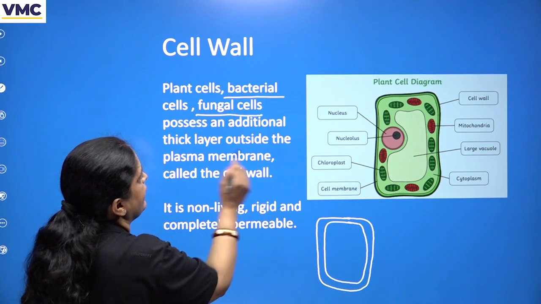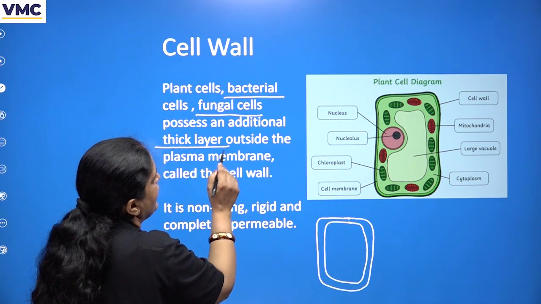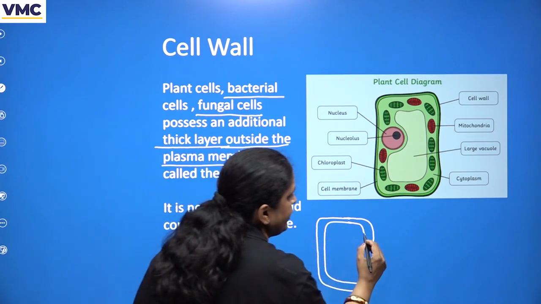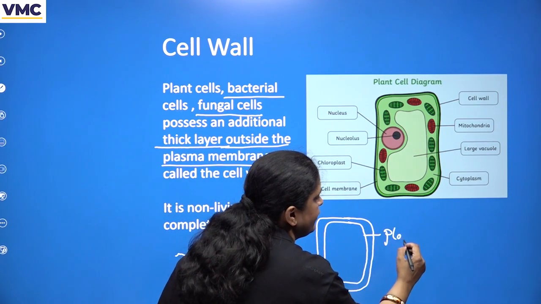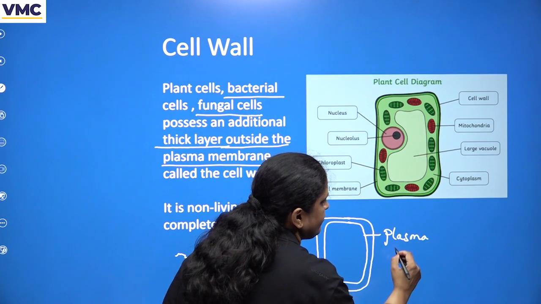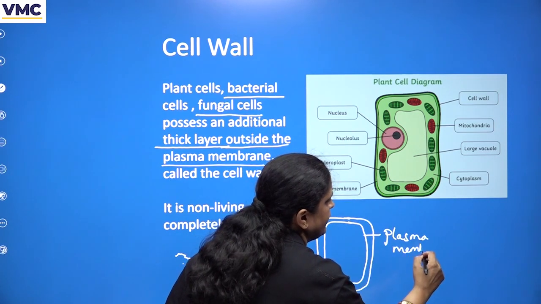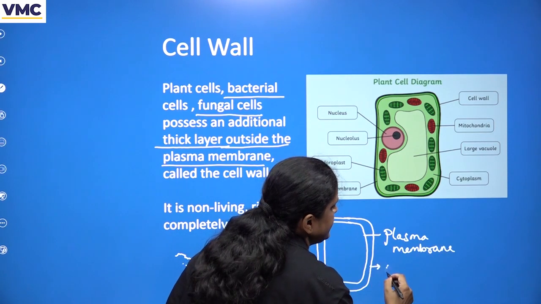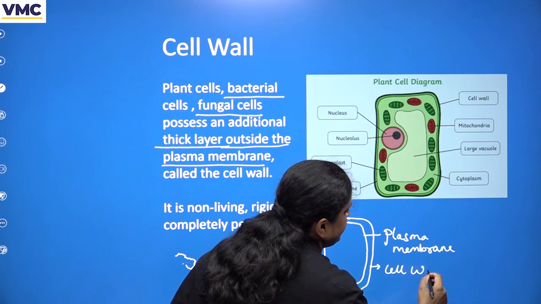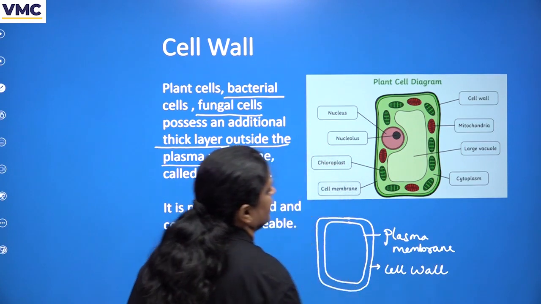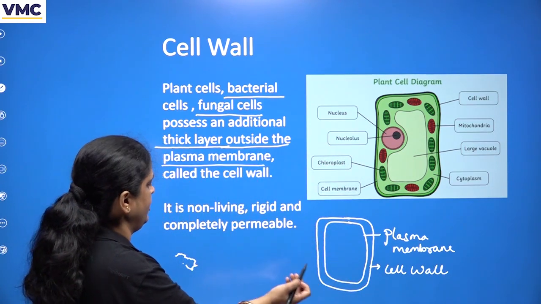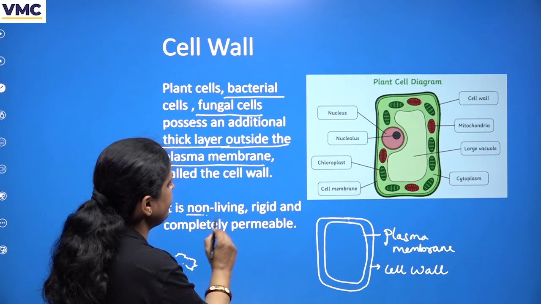It is a thick layer outside the plasma membrane. Plasma membrane के बाहर है. अगर ये plasma membrane है, इसके बाहर सेल वॉल है, राइट. तो प्लाज्मा मेम्ब्रेन और सेल वॉल, इट इज नॉन लिविंग.